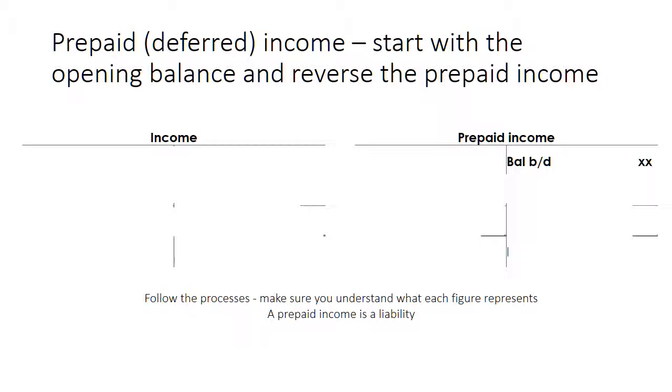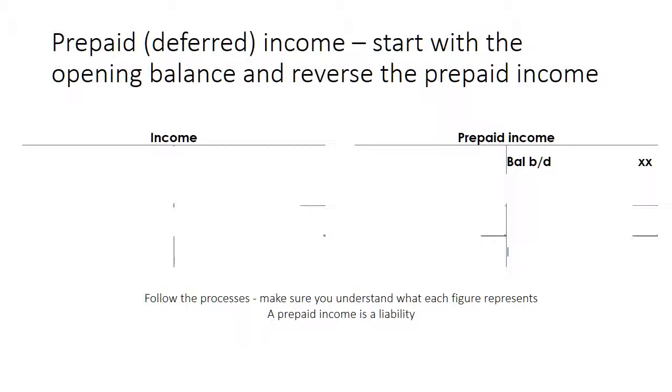So now we're going to deal with prepaid or deferred income. We'll start with the balance brought down. Balance brought down is on the credit side of the prepaid income account. This represents a current liability. So we've been paid the money before it was due, so consequently, in theory, we could have to pay it back to our customer. So therefore, it's a liability. It's like a payable.